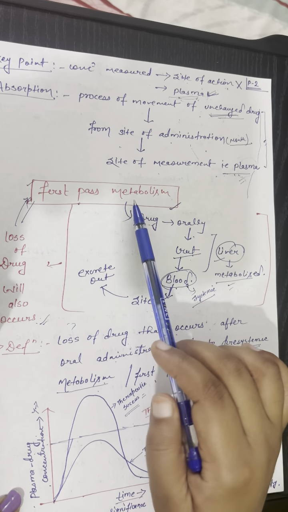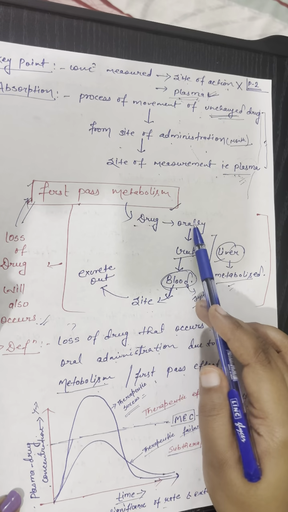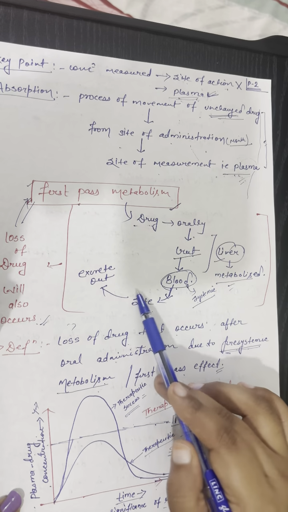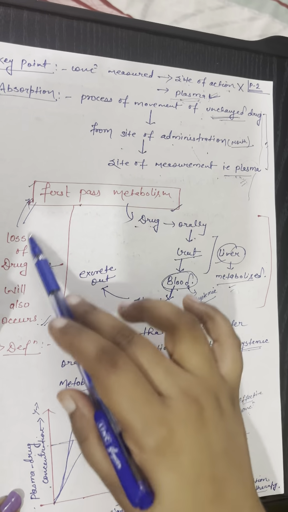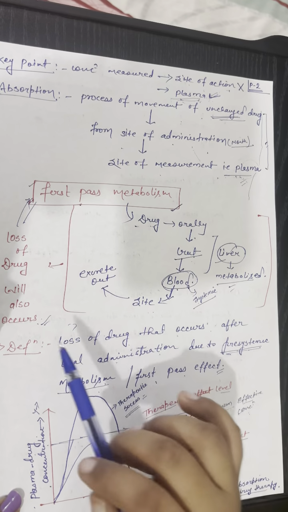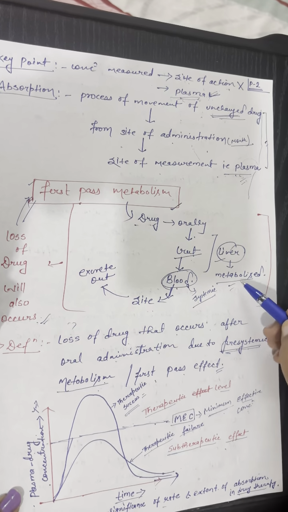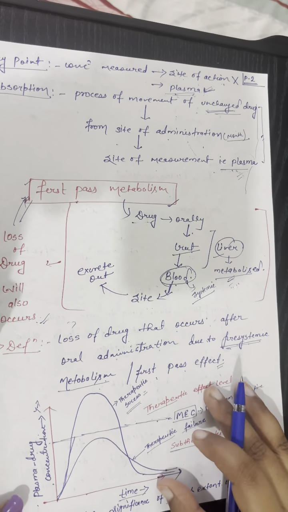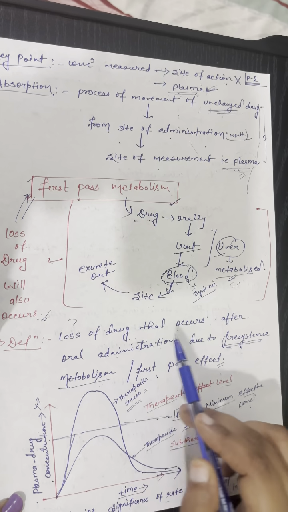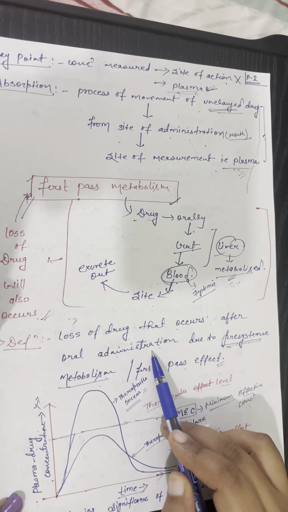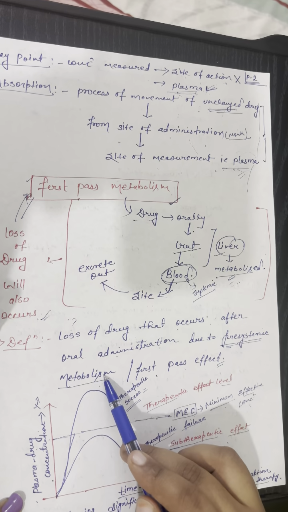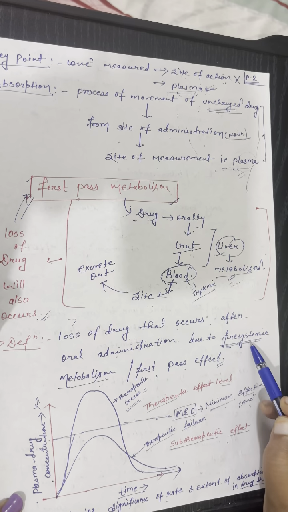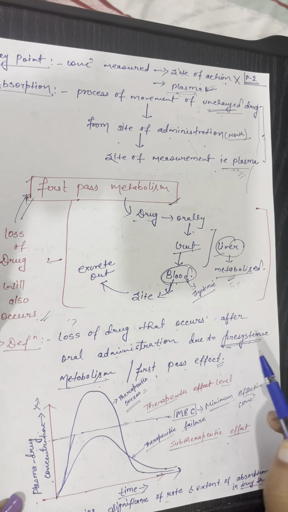Now we talk about first pass metabolism. We take the drug orally, it reaches the gut, the liver, then is metabolized, then reaches the blood, then reaches the site of action, then is excreted. In the whole process, loss of the drug will also occur. We already know metabolism is a major part for the oral drug. So we can say loss of drug that occurs after oral administration is due to pre-systemic metabolism or first pass metabolism. Pre-systemic means before reaching the blood.